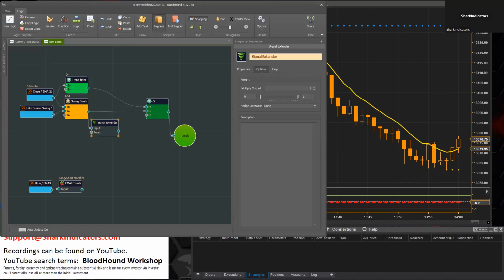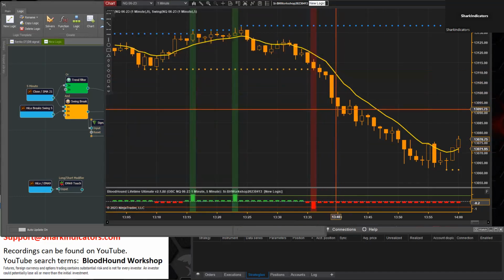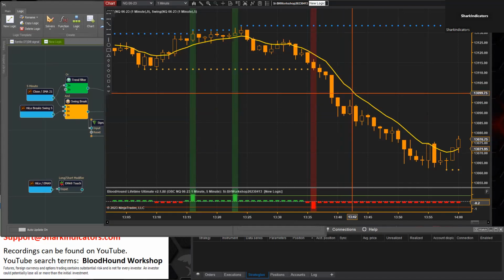Oh, hold on. Let's see. Let me go back to the email here. Okay, yeah, so here we go. So we have 8 to 10 bars, maybe 12 bars max. Actually, I'm going to cap this to 8 bars. So we're going to allow a maximum of 8 bars past this break to occur before a pullback must start.